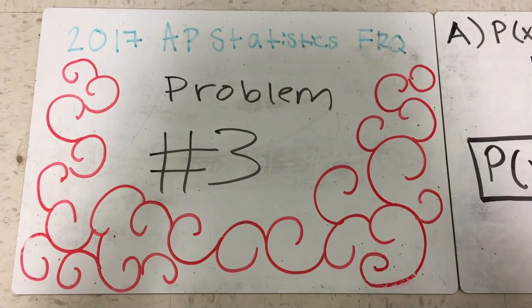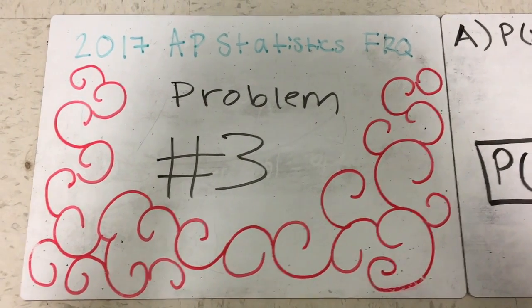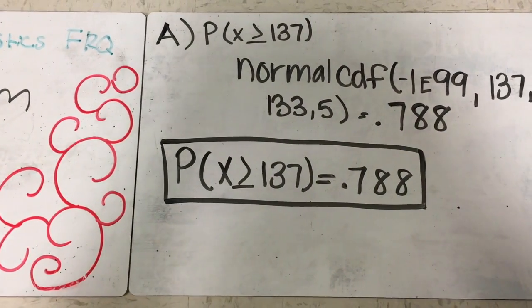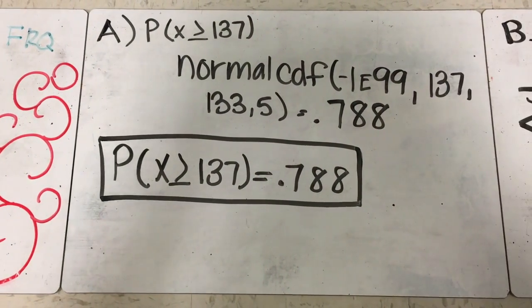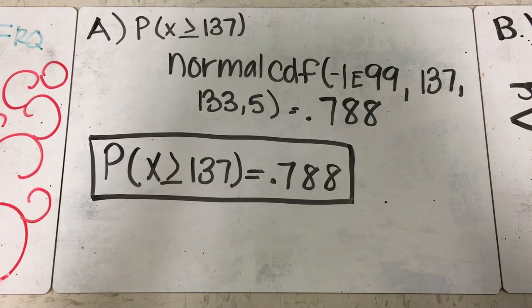2017 AP Statistics Free Response Question, problem number 3. A grocery store purchases melons from two distributors, J and K. Distributor J provides melons from organic farms. The distribution of the diameters of the melons from distributor J is approximately normal, with mean 133 millimeters and standard deviation 5 millimeters. For a melon selected at random from distributor J, what is the probability that the melon will have a diameter greater than 137 millimeters?